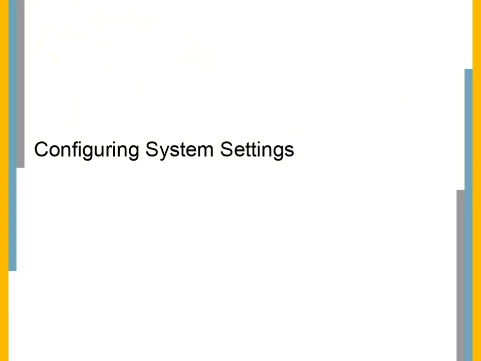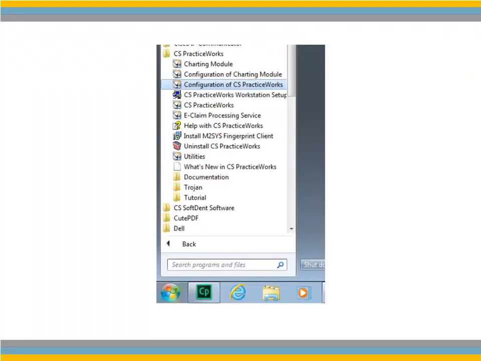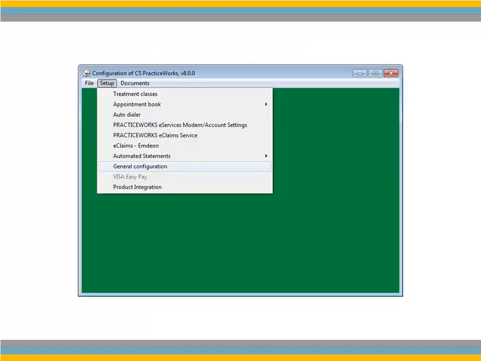Configuring system settings. Before you can send automated statements to the PracticeWorks Clearinghouse, you must configure the software. From the Start menu, select All Programs, CS PracticeWorks, Configuration of CS PracticeWorks. The Configuration utility is displayed.